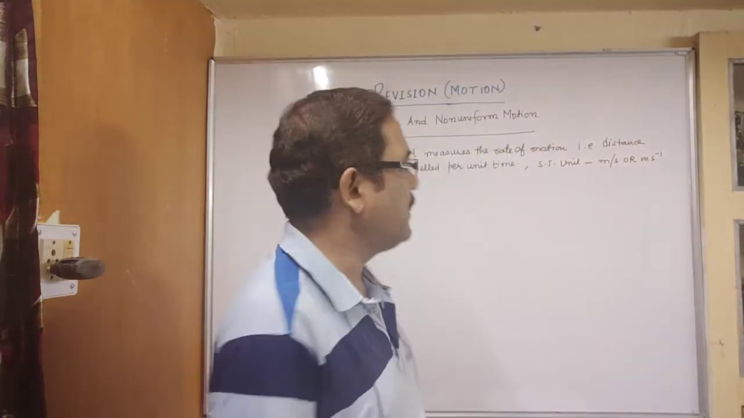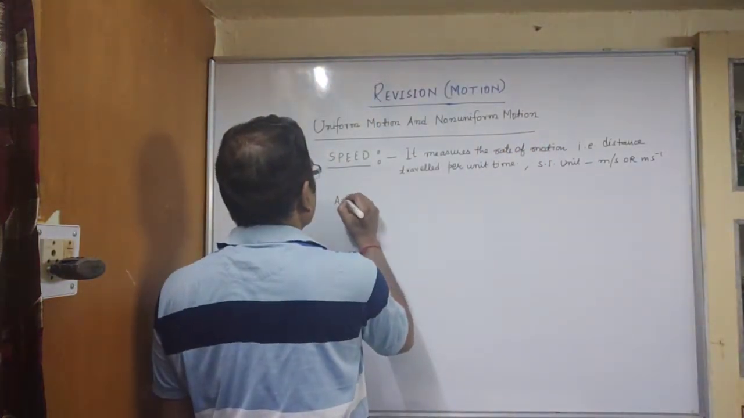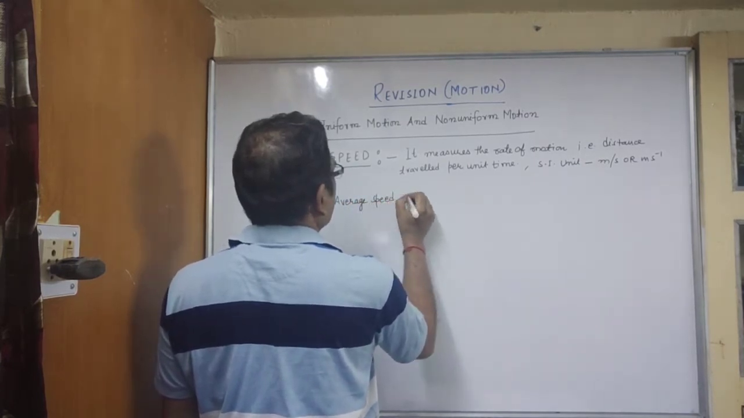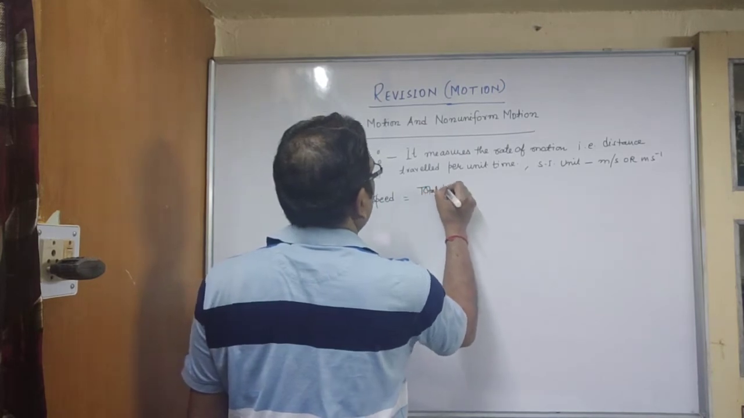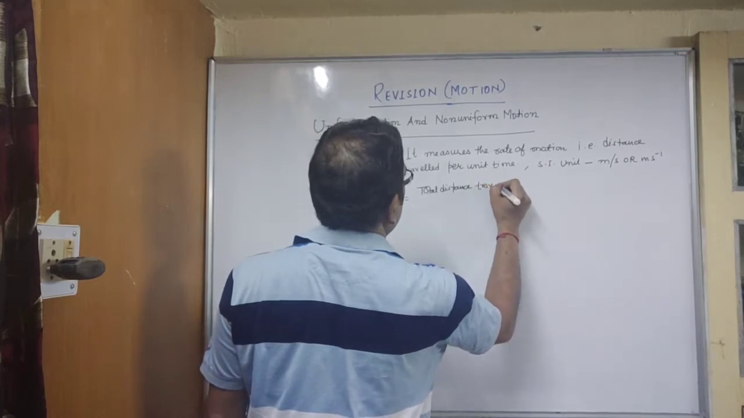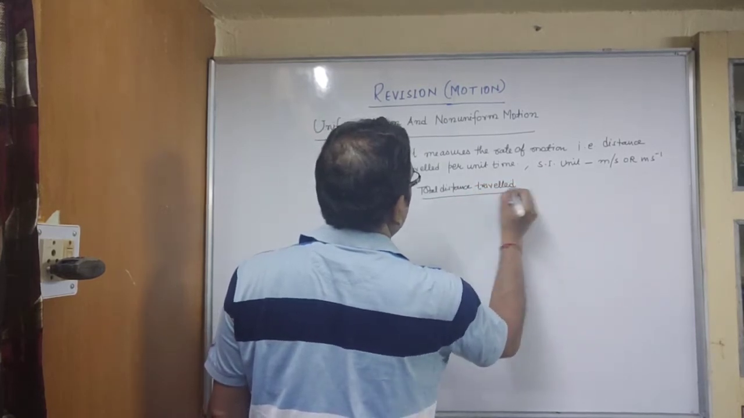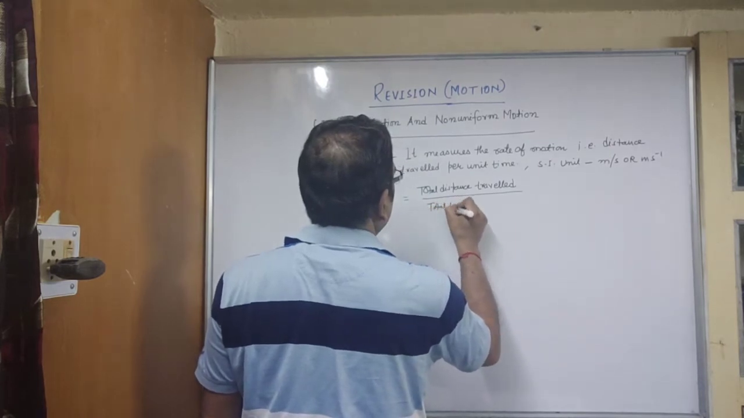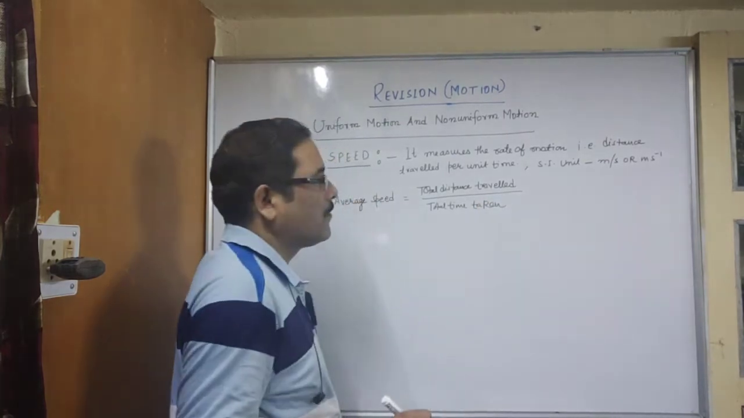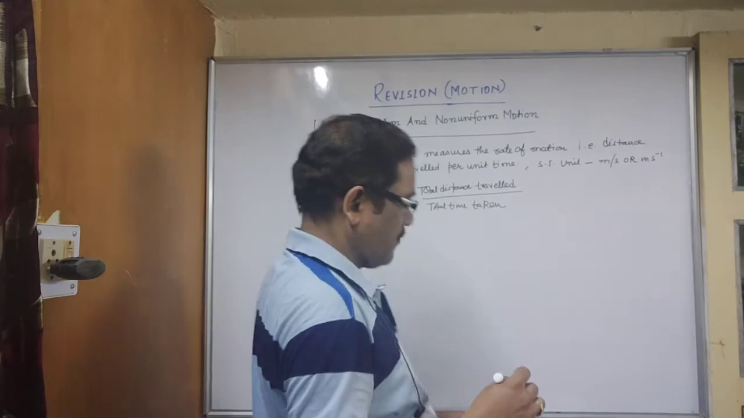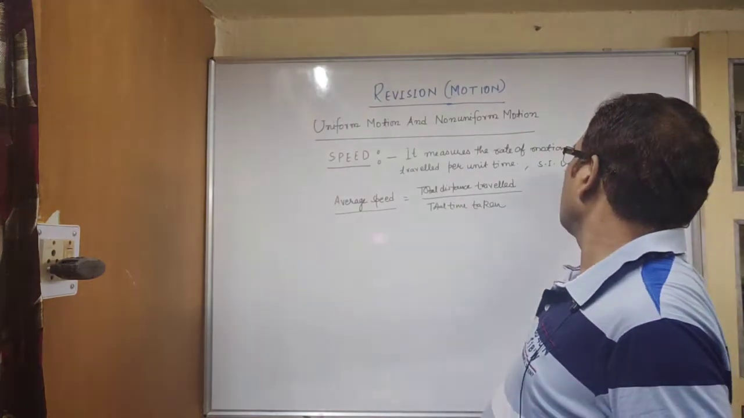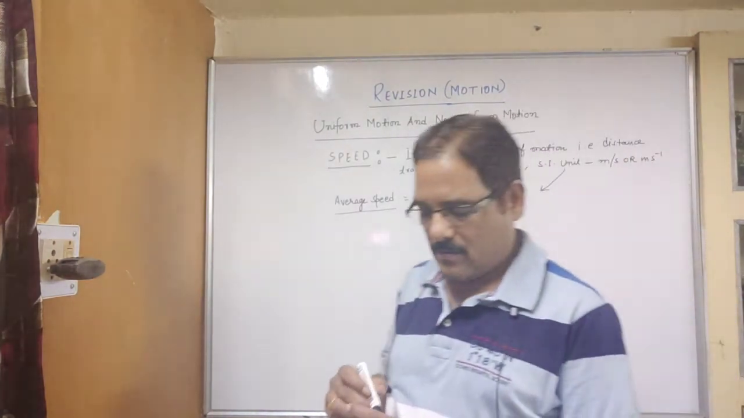So, average speed is the ratio of total distance traveled by total time taken. So you must remember these definitions and their SI unit. Obviously the SI unit is the same for average speed also, that is meter per second.